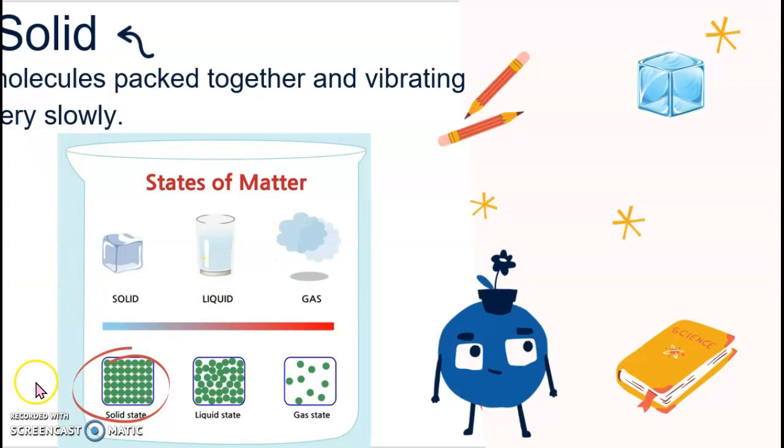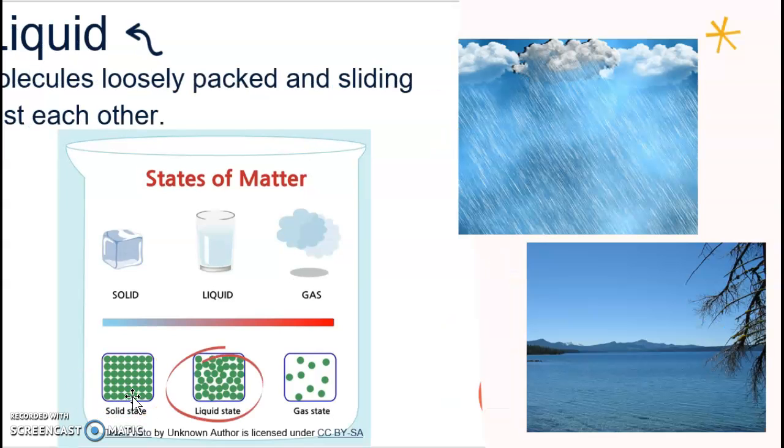When you see solid in this illustration, the molecules are packed together and vibrating very slowly. An example are these pencils, the ice itself, and your notebook. So they have a definite shape and definite volume. When we have liquid, molecules are loosely packed and sliding past each other. They have a definite volume, but they don't have a definite shape. They take the shape of the container. Examples are the rain here, and we have here our lake.